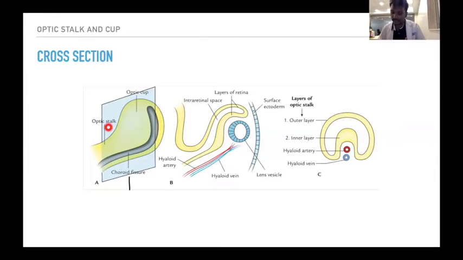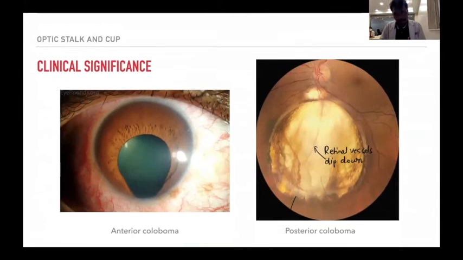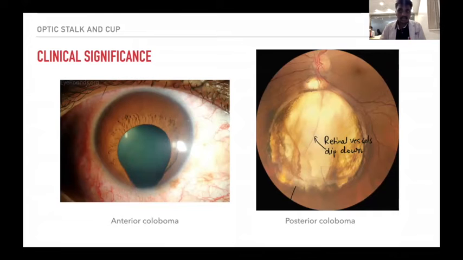So this is the role of the choroid fissure. Again, if you take a cross section of this part, you'll get this, and we can see that it's not completely fused below. Now, what if the choroid fissure doesn't close by the 7th week? The fissure closes by the 7th week, basically. But what happens if it doesn't do so? We end up with a very famous clinical condition known as the anterior coloboma and the posterior coloboma.